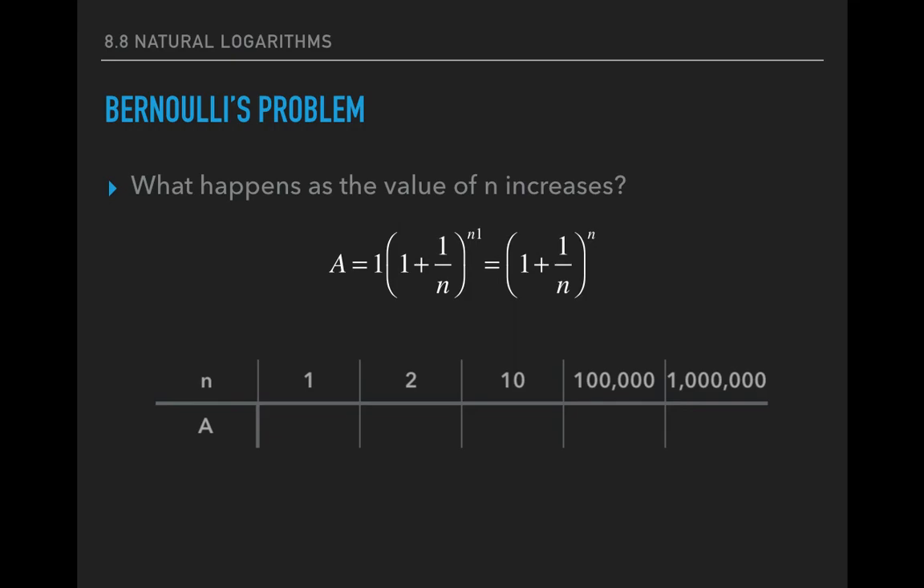Okay, so if you plug in 1, the output would have been 2. If you plugged in 2, it would be 2.25. If you plugged in 10, it's 2.59374. Now, let's jump to a big number here. 100,000, it is not a significant difference. 2.71827. Not a huge change there. And then watch what happens when you go to 1,000,000. It is nearly identical.